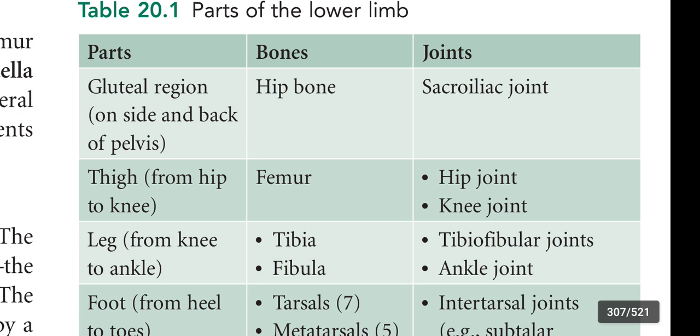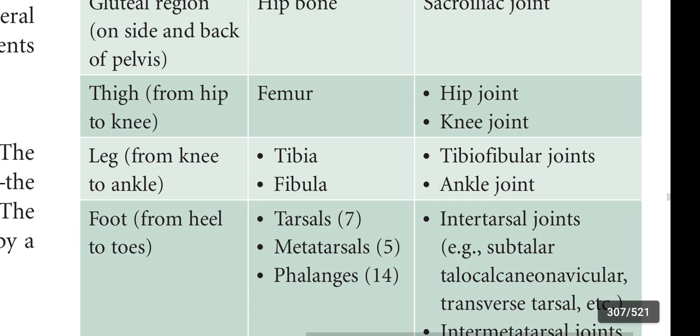Coming to the thigh, from hip to knee, the bone in the thigh is the femur, and the joints formed by the femur are the hip joint and knee joint. Okay, coming to the leg region, from knee to ankle, the bones present here are the tibia and fibula, and the joints are the tibiofibular joint and ankle joint.